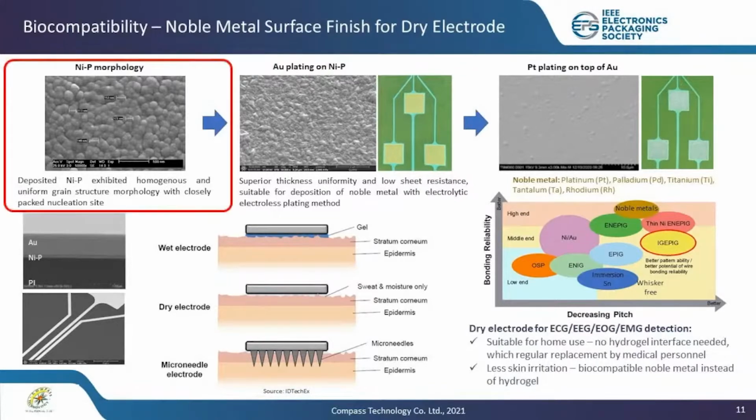As we can see in the left-hand side image, using the direct metallization technique over the PI film, a homogeneously distributed metal grain structure can be achieved, which is ideally suitable for subsequent noble metal plating to produce excellent plating uniformities while fully protecting the sidewall of electrodes.